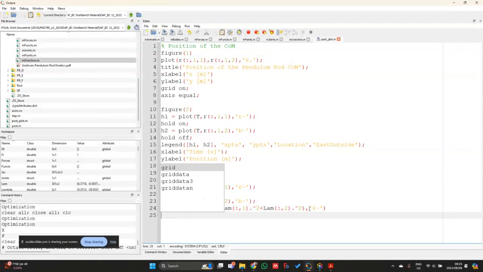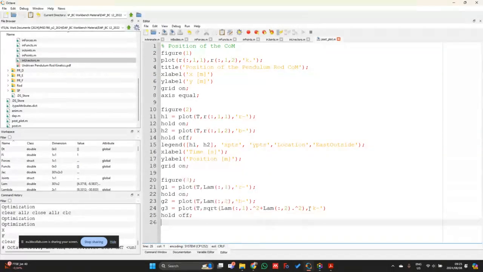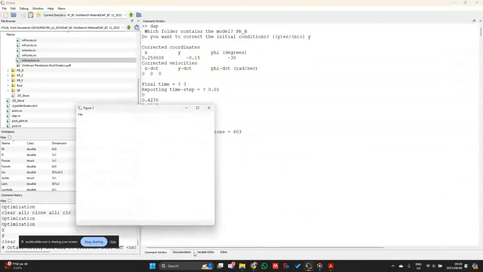And I'm just going to say hold off. And we can say grid on as well. So if you want to add a legend or something, you can do that at the end as well. In my case, I'm now just going to rerun postplot.